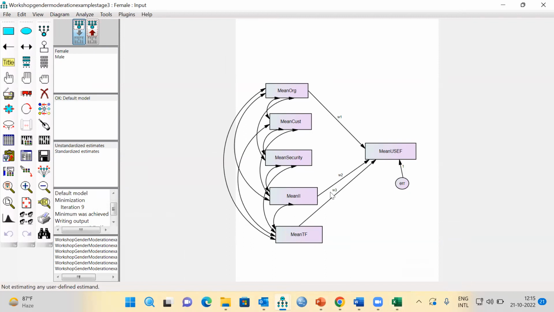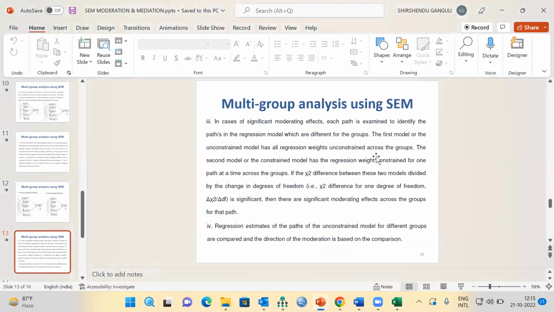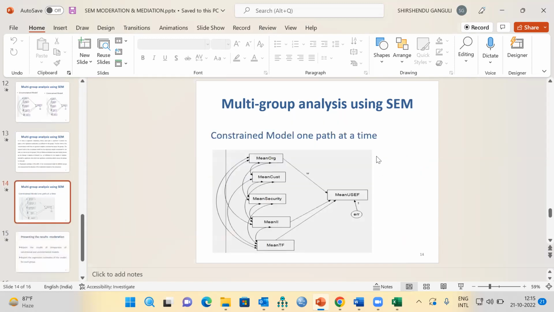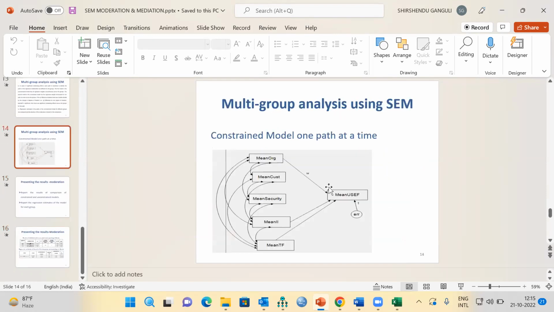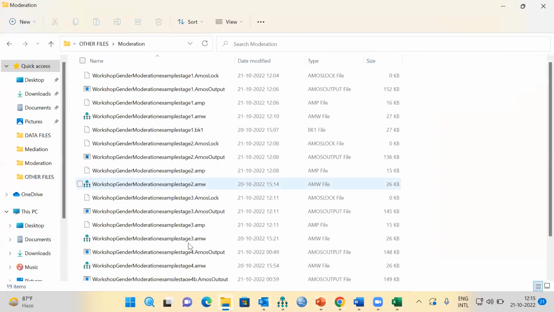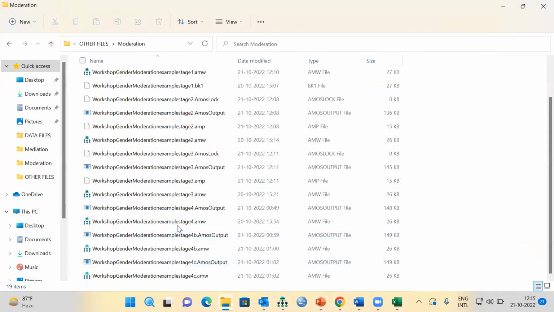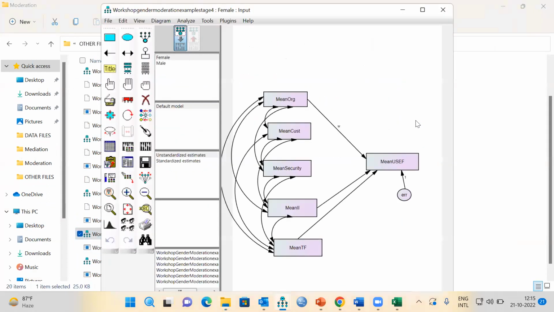So how do we check for each of these paths? We put a constant on each path one by one and check the same chi-square difference by degrees of freedom difference for each of the paths, using one path at a time. That's how you do it, and I will show you how I have done it. So I have taken the first path.